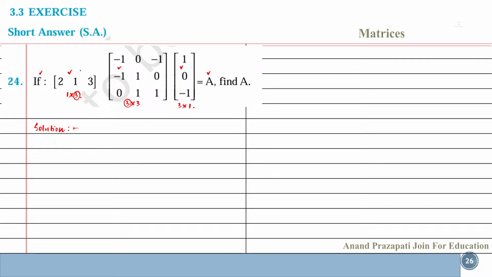The product of this one into this one will be 2 first row by first column, then we get the first element of 1 by 3. So here will be 2 into minus 1 plus 1 into minus 1 plus 3 into 0. So this is the first element. The second element here will be 2 into 0 plus 1 into 1 plus 3 into 1. And the third element here will be 2 into minus 1, and 1 into 0 plus 1 into 0 plus 3 into 1.